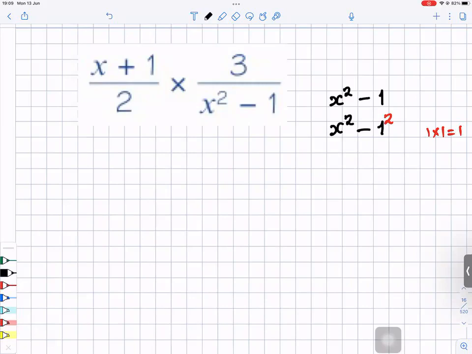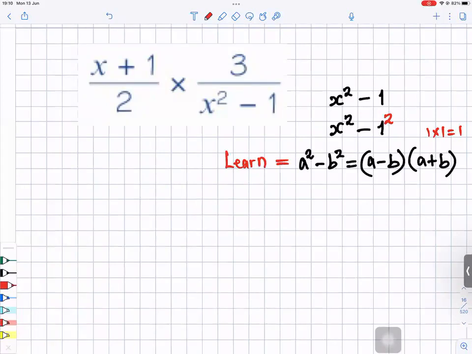So you use a formula from GCSE, difference of two squares: a squared minus b squared equals a minus b, a plus b. Have you seen that in GCSE? Okay, if you haven't, it's a formula which you need to learn and memorize. That's why they have a pre-A-level course, because things like this they'll assume you already know.